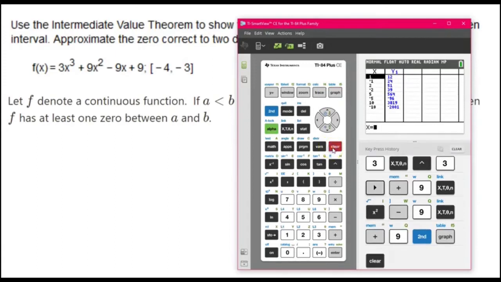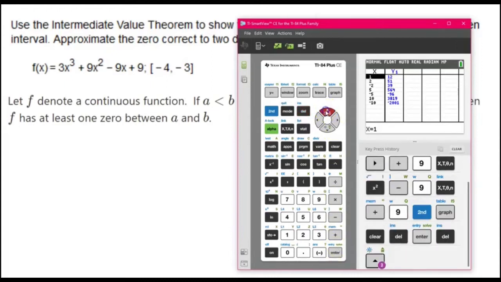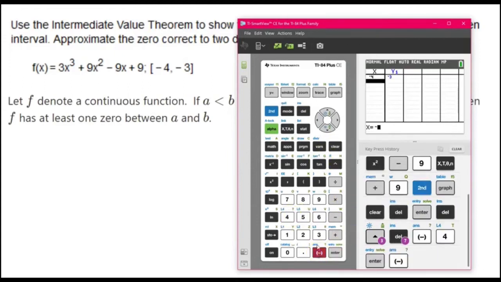Right now my table is in ask mode, so I'm going to clear out these values that are here. I need to do that by deleting them one by one. And I'm going to type in -4 and -3. Okay, so these are the y values at these points.